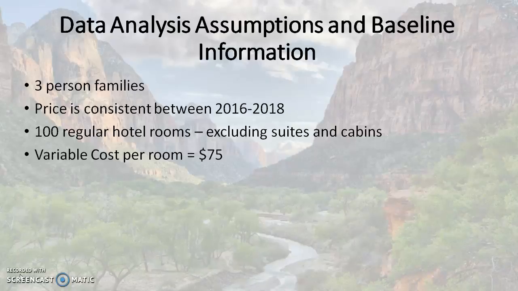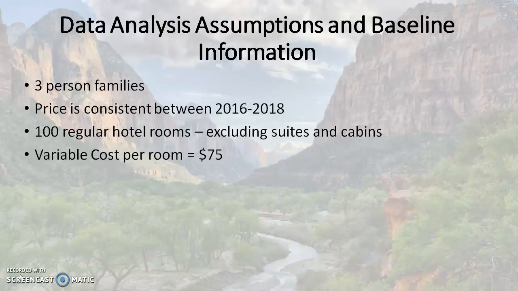The second thing that we needed to assume was price consistency between the years of 2016 and 2018. This was because that pricing was only available from February of 2017 through February of 2018, while the most recent demand information was only available in 2016. So we needed to assume a consistency amongst these 3 years.